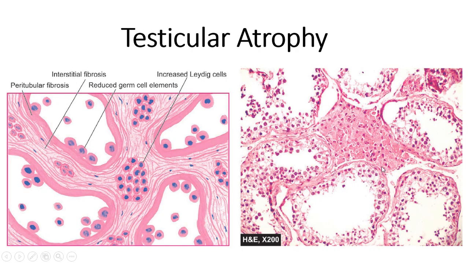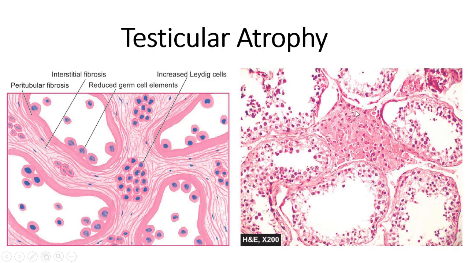This part here is the Leydig cells. The Leydig cells appear increased. It doesn't mean they increase in number, but when the testes become smaller, if there is shrinkage of the testes, the positions of the Leydig cells will be closer to each other. Okay, closer to each other. It makes the border between the cells hard to see.